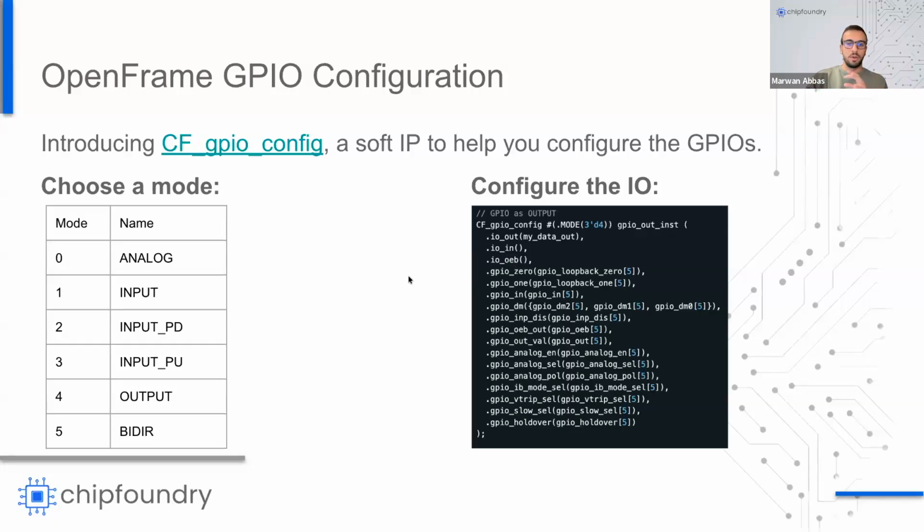So this will handle all the configuration, so you don't have to actually worry about how to configure the GPIOs anymore. And you should instantiate it once per IP.